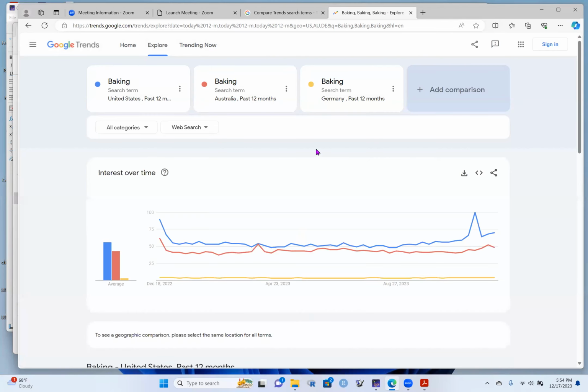And according to this short-term trend, which is just 1 year, this interest in baking is still higher, of course, because we already noticed that it's higher for the United States than for the other countries. We also noticed that it's pretty flat throughout the last year. And what else do we notice? Germany continues to be below. Of course, we noticed that in the long-term trend.